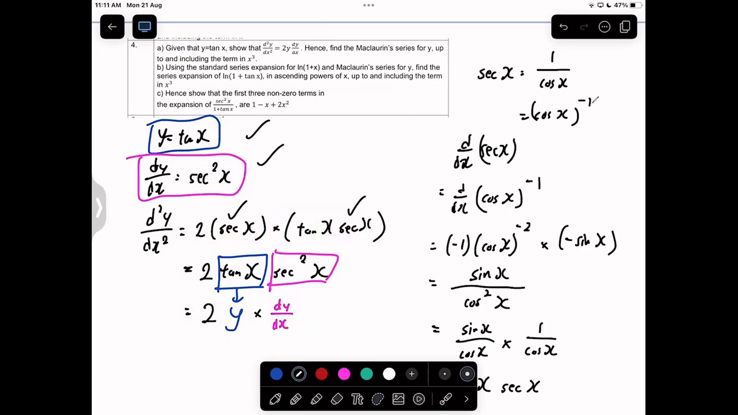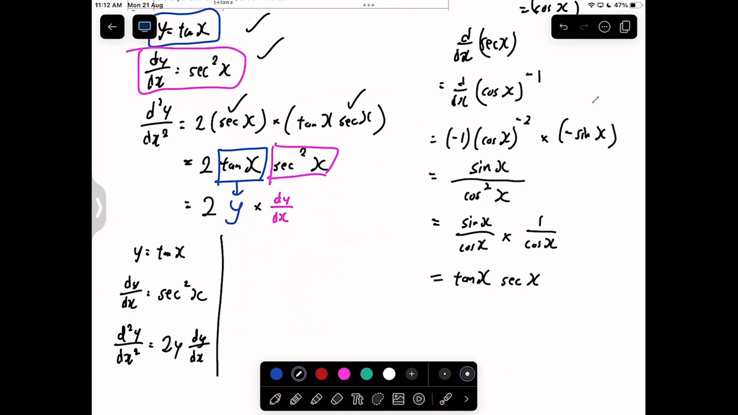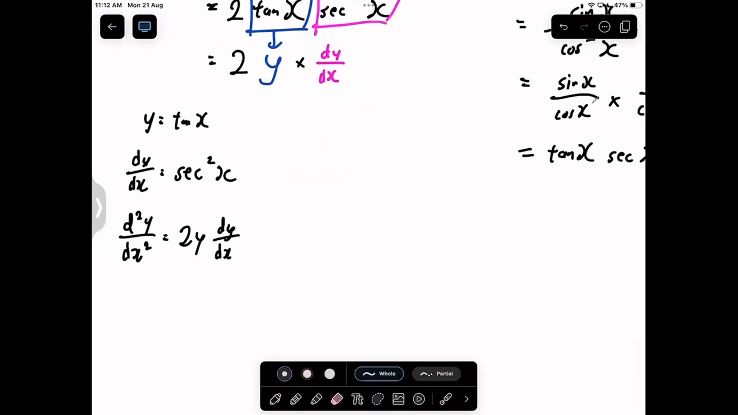Hence, find the Maclaurin series for y up to and including the term in x cubed. So this one is tangent x, but we found a trick, which is that y equals tangent x. dy by dx, the first derivative, this is f1, is secant squared x, and d2y by dx squared happens to be something in terms of y, so 2y dy dx. Now we find the Maclaurin series expansion up to which term? X cubed, right? X cubed means you need up to which derivative? X cubed is power 3. So which derivative? This one currently power 2 only. So you need to... Tell me, what do you need to do?